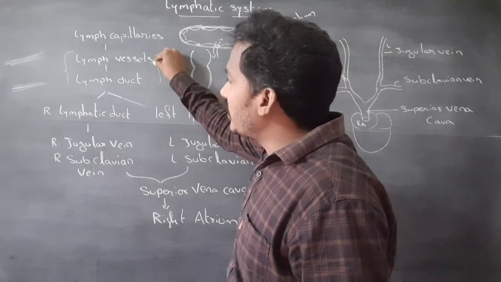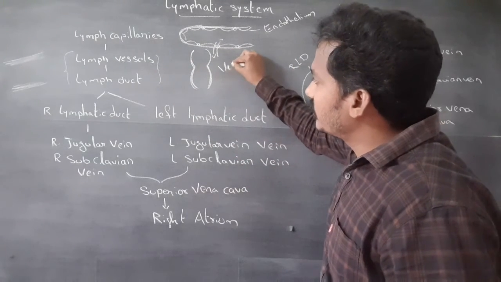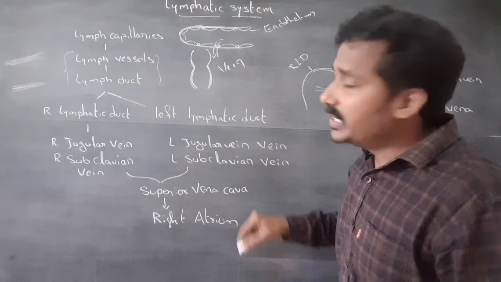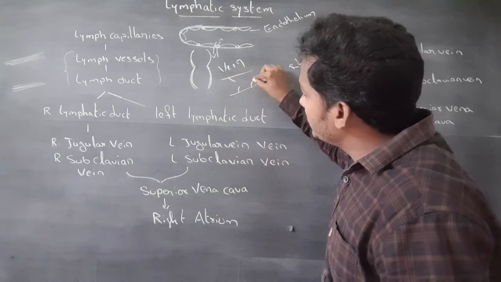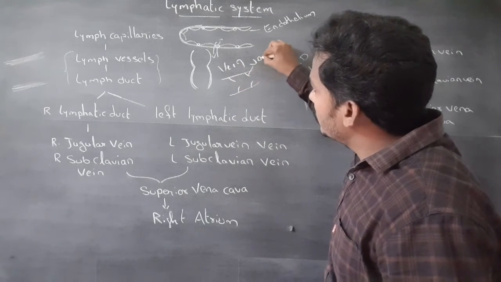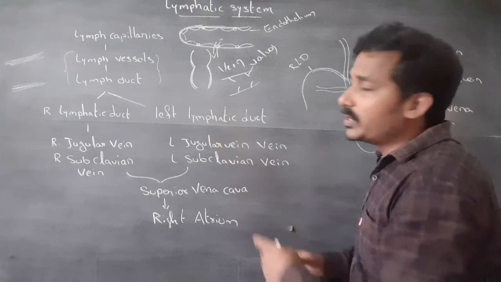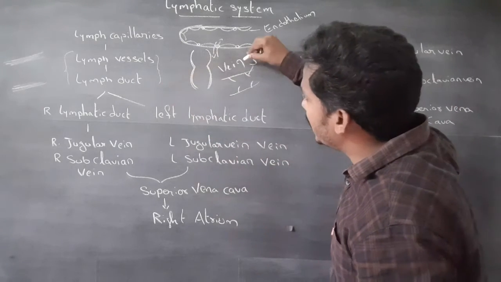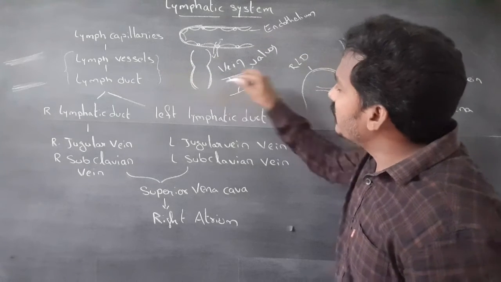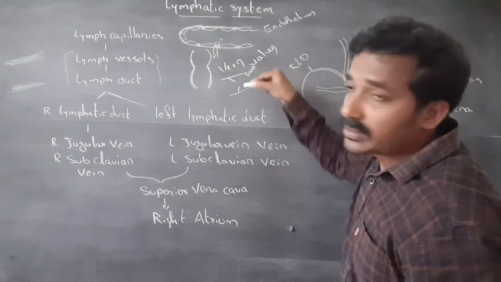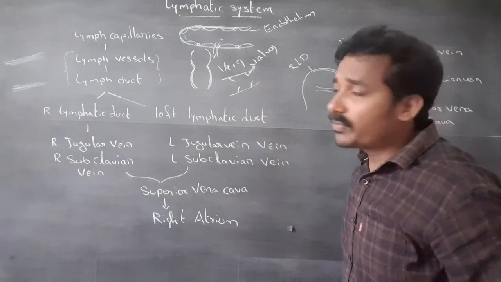Lymph vessels and lymph ducts resemble veins because they contain valves. These valves prevent the backflow of lymph.